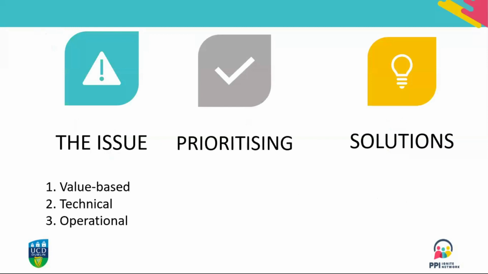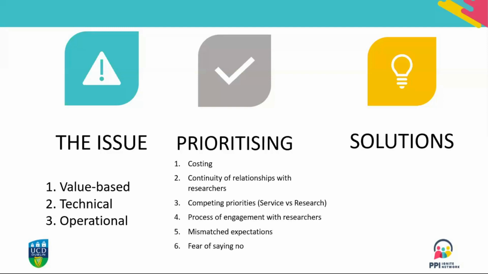So when we talk about identifying the issues, we talked about what the issues are on a value-based frame, so values of the organization, but also what are the technical and the operational issues from a charity's point of view. We prioritized down to 6 key issues. It's probably not surprising to a lot of people that costing is at the very top.